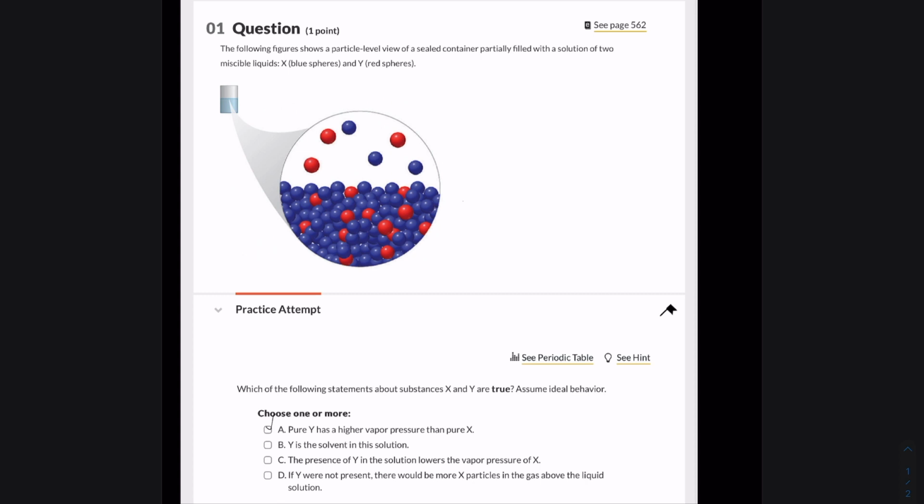So because the strength of the intermolecular forces increases when you add a solute, it means that more energy has to go into those molecules in order for them to escape into the gas phase, meaning that the vapor pressure will decrease. So option C is correct. Option D, if Y were not present, there would be more X particles in the gas above the liquid solution. This is really the same question as option C, and so it is also true.